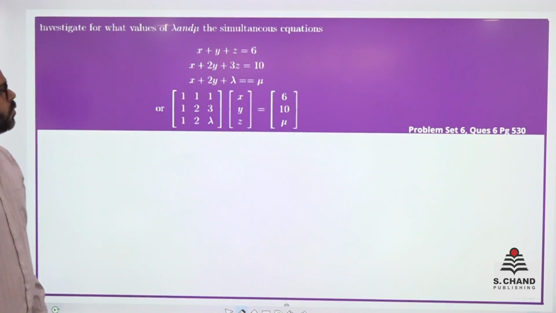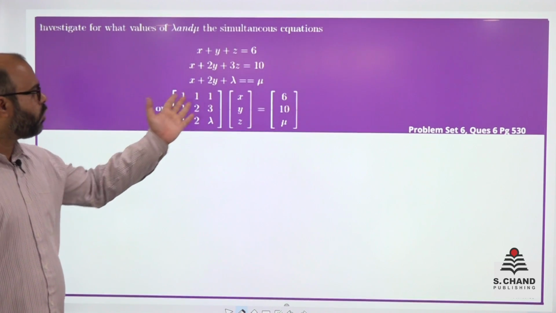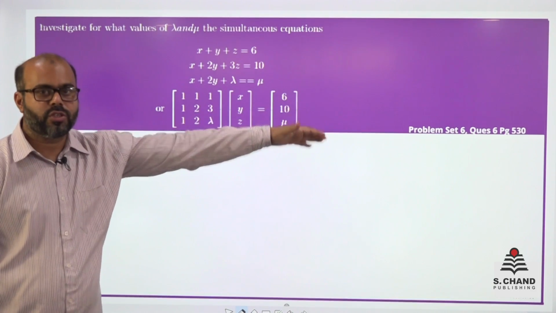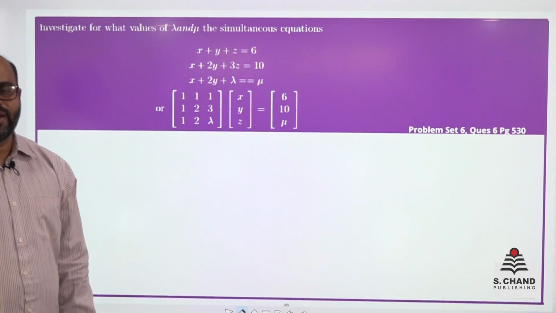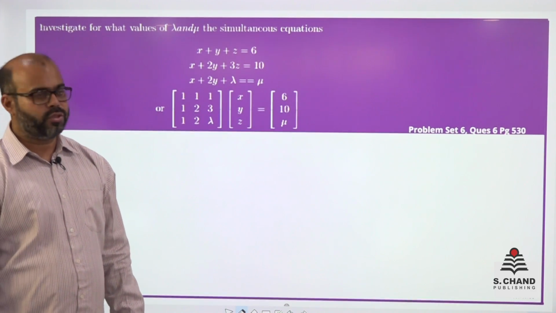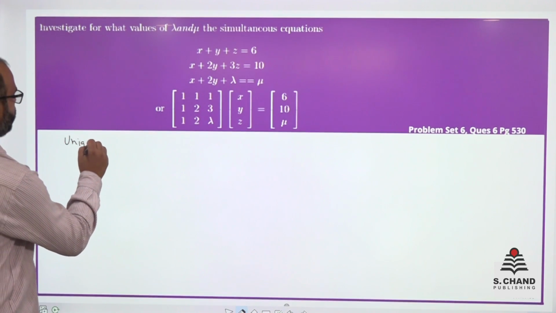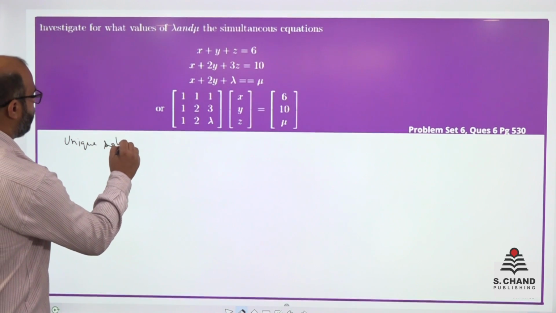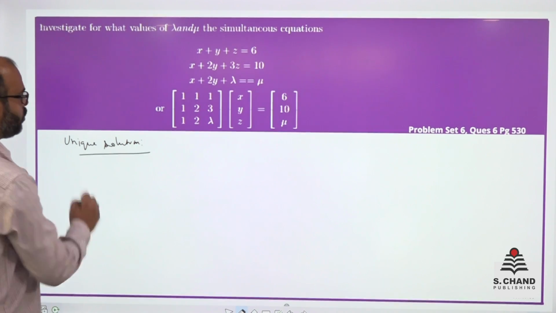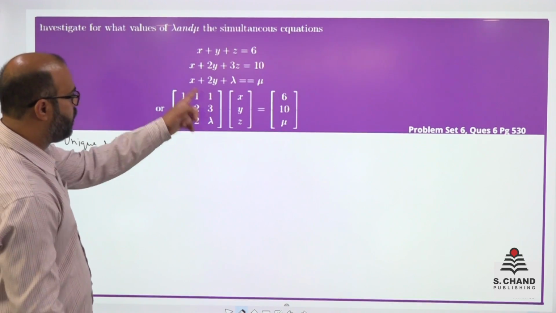Let us come to the next question. Investigate for what values of lambda and mu the simultaneous equations have no solution, infinite solutions, or a unique solution. So let us start with unique solution. For unique solution, delta should not be equal to 0. So this is the delta.